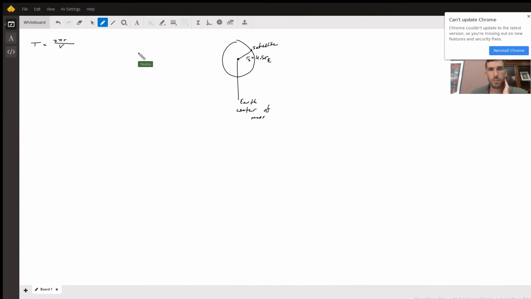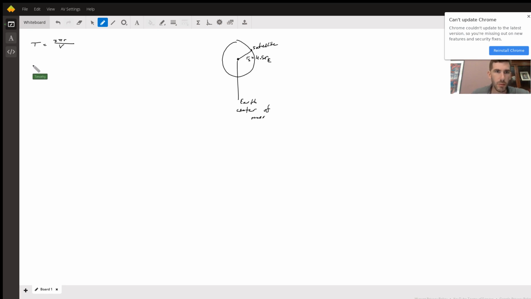All right, so for this problem, you're trying to determine the period for the satellite to orbit around the Earth. Now, the period is the amount of time it takes for the satellite to complete one cycle or one full circumference, and that is 2 pi r over v.